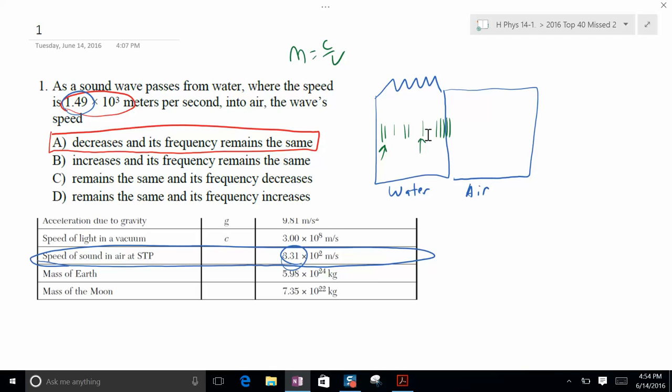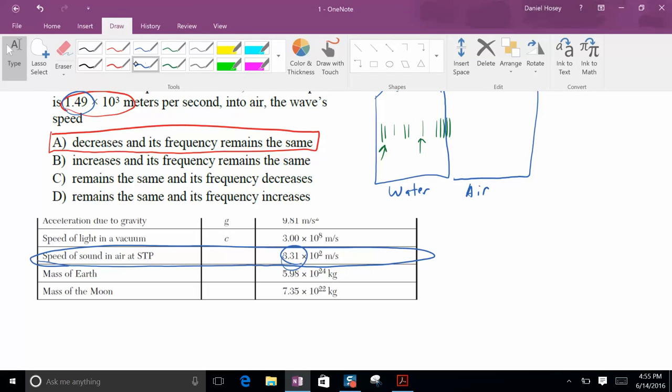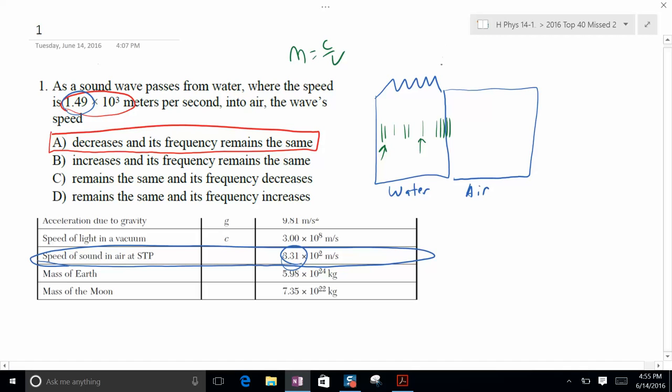Now, in general, when you have a wave pass from one medium to another, it is important to remember that the characteristic of the wave that does not change is the frequency. The frequency is like the social security number of a wave. It stays exactly the same. So when a wave does change mediums, the reason it's changing speed is because the wavelength is changing, but the frequency is the same the entire time. So the best choice here is that the wave's speed decreases. It's going into less dense molecules, and its frequency remains the same.